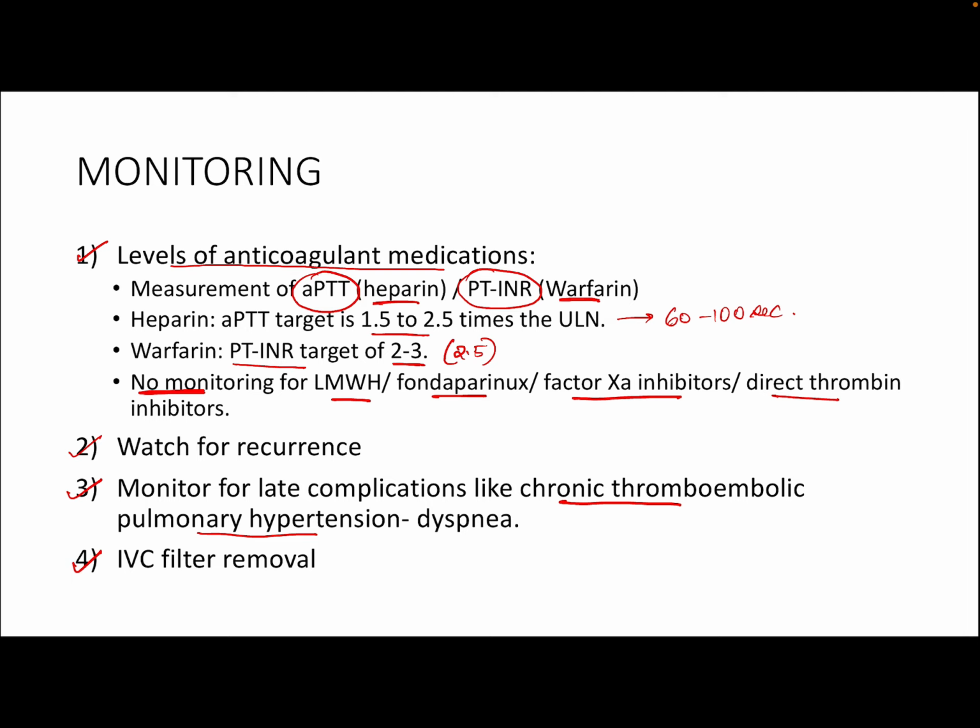Also, finally, we have to keep in mind complications of anticoagulants apart from bleeding, things like warfarin skin necrosis, heparin-induced thrombocytopenia, osteoporosis for patients on heparin, and various complications of the IVC filter as well, like filter migration. All of these also have to be kept in mind, and we should monitor for all of these very carefully.